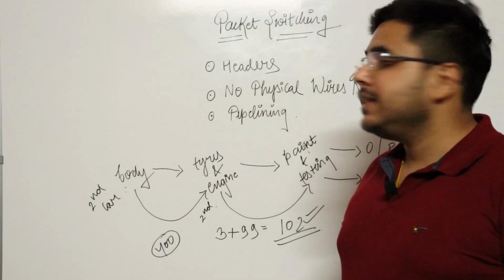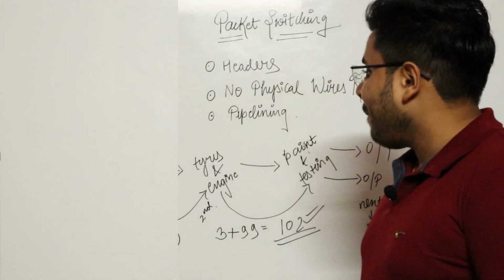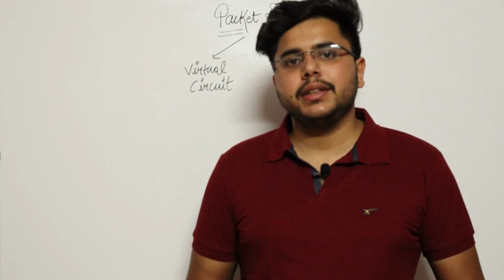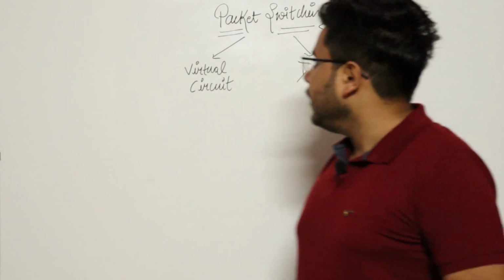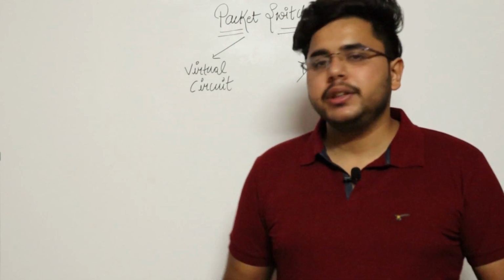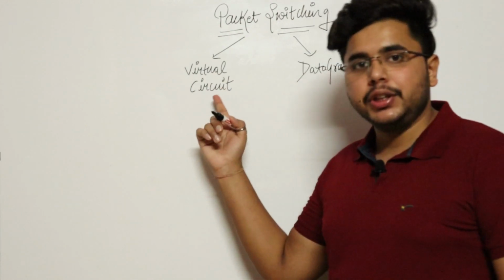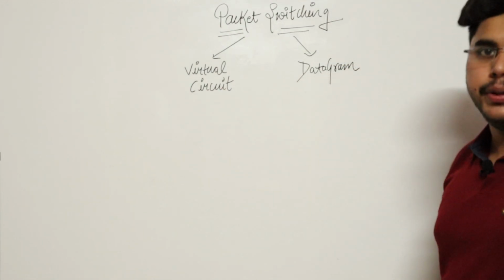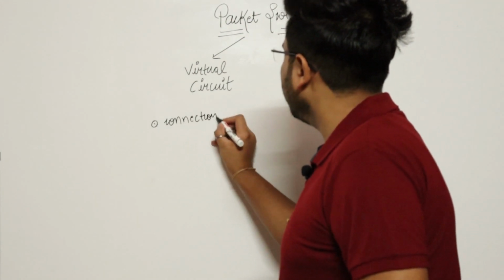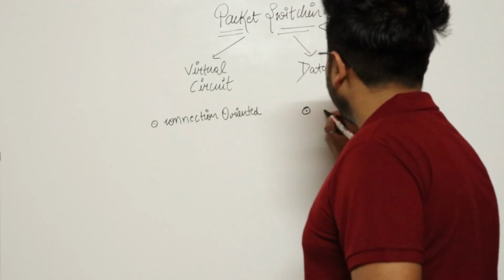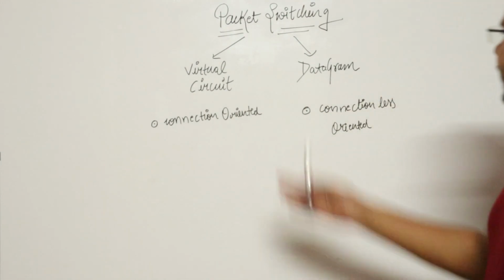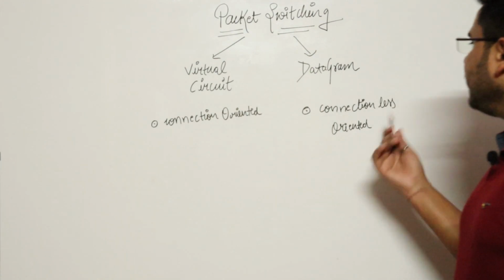Okay, so let's see more about packet switching. As I have told you, it is divided into two parts, that is the virtual circuit and datagram. They both are very important concepts in today's world. The major difference between them is that the virtual circuit is connection oriented, and the datagram is connectionless. Let me write it down. So as you can see, the virtual circuit is connection oriented, and the datagram is connectionless.